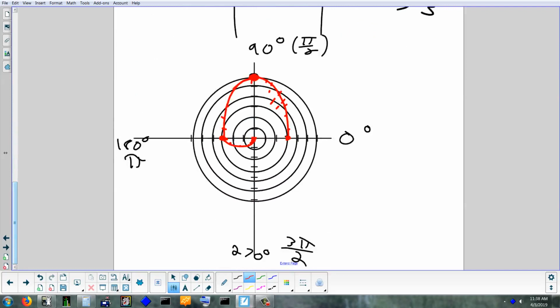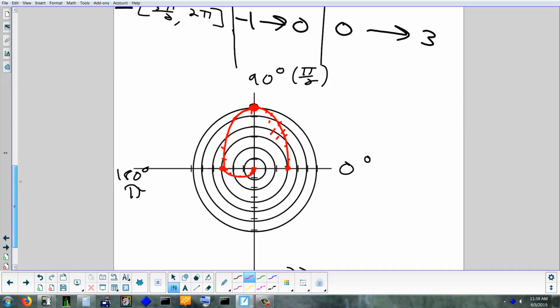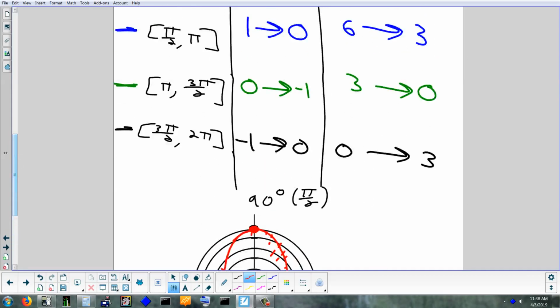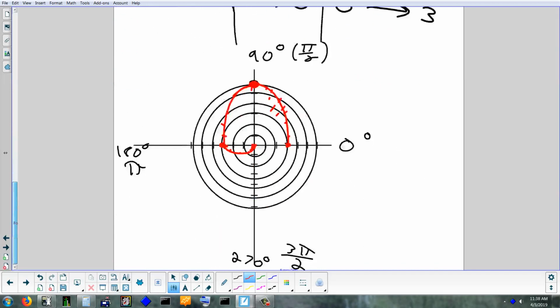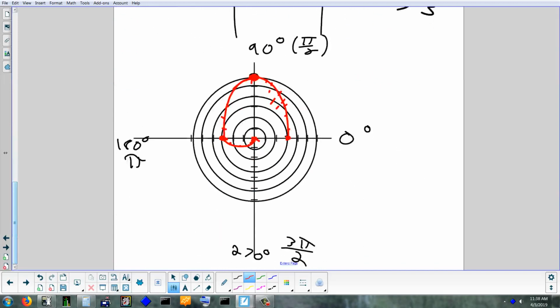And the other part, as you rotate from 3 pi over 2 all the way back around to 2 pi, it's growing again, from 0 to 3. So it's like a mirror image of what I just drew in green. And that's pretty much what it looks like.